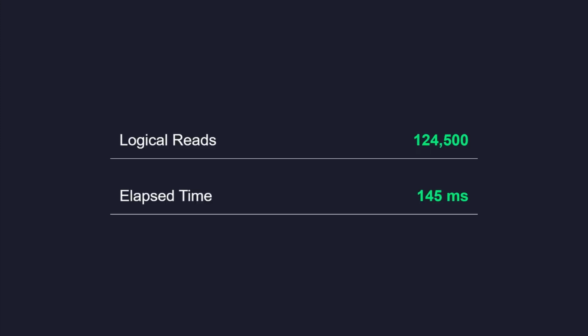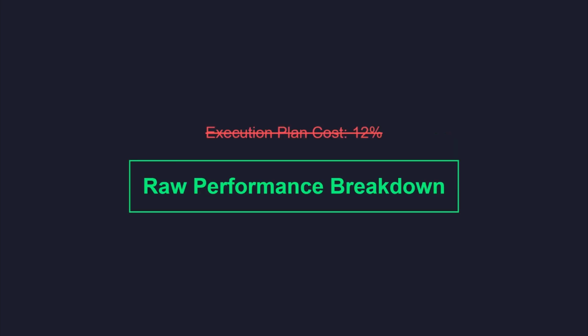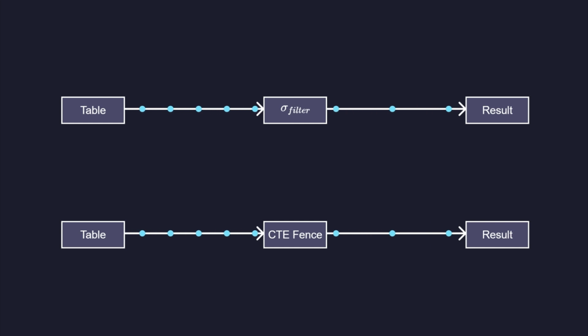Set statistics I/O and statistics time to on to get a raw breakdown of performance. Focus on the elapsed time and logical reads. These metrics are more reliable for comparing plan efficiency than the cost percentages shown in visual execution plans.